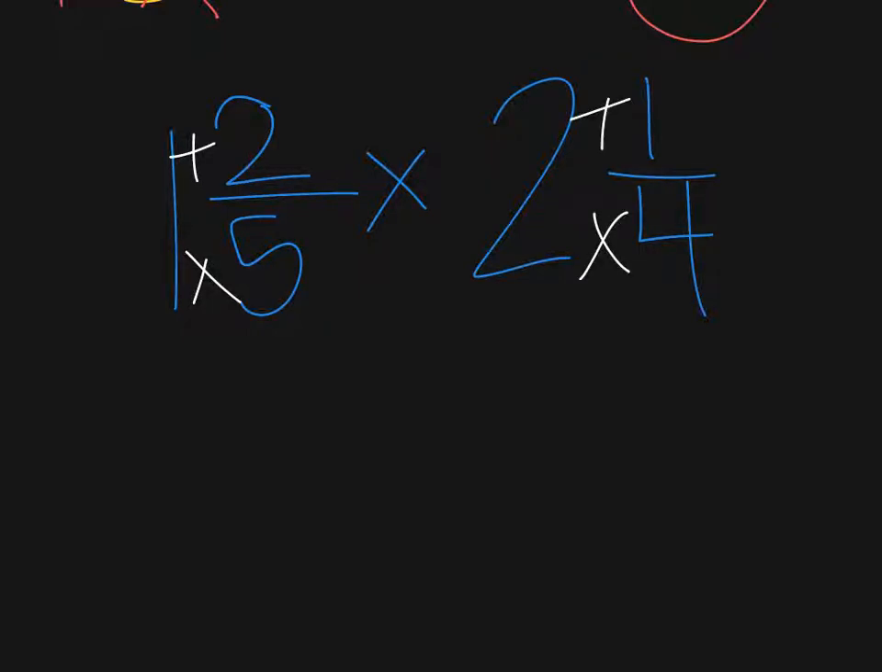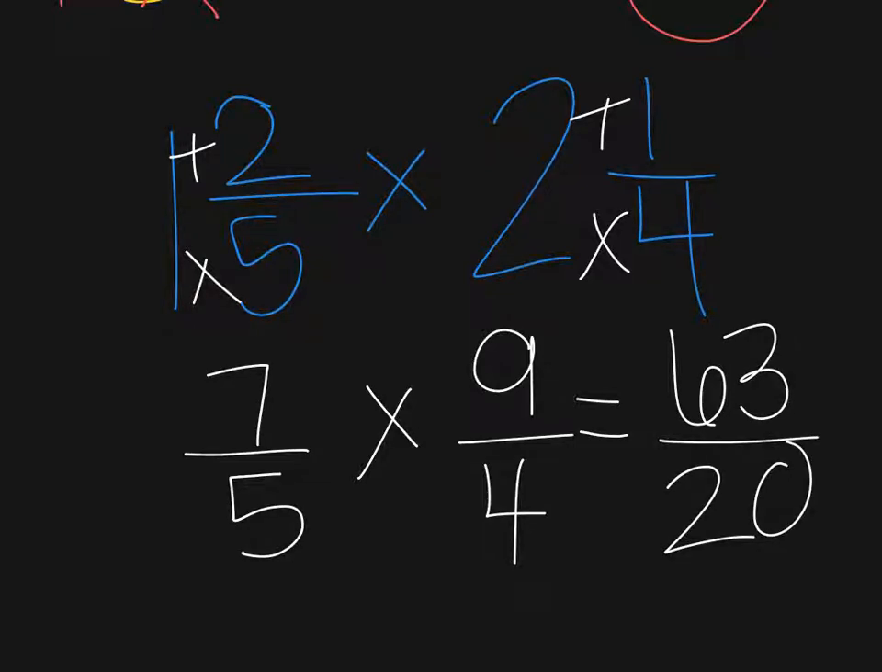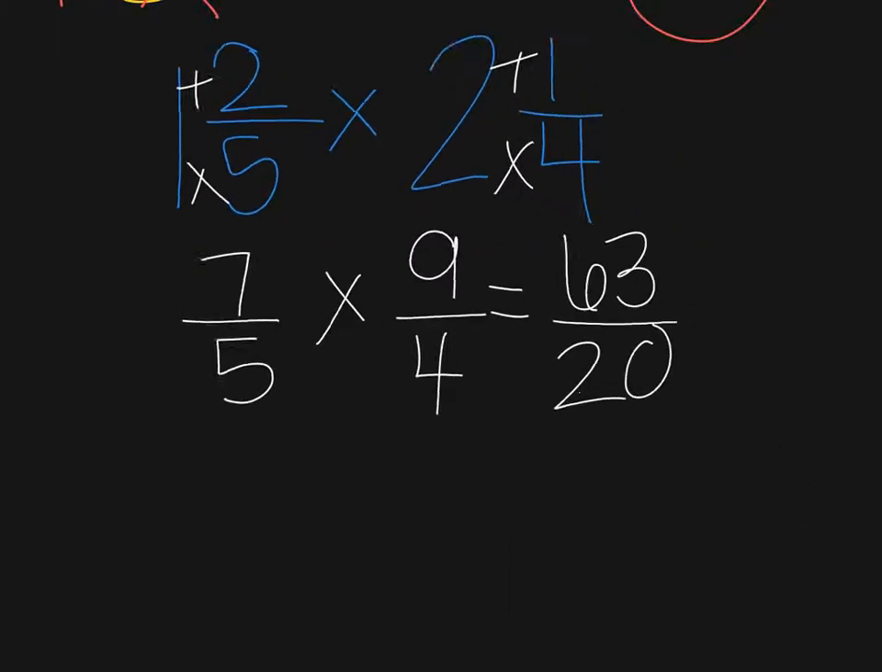What's 5 times 1? 5 plus 2 is 7. I have 7/5 times, what's 4 times 2? Plus 1? 9/4. Excellent. What's 9 times 7? 63. 5 times 4? 20. I'm sorry, I didn't say this, but there was nothing I could cross out. There were no factors in common, so I just had to multiply it straight out. Well, now I have 63 over 20.